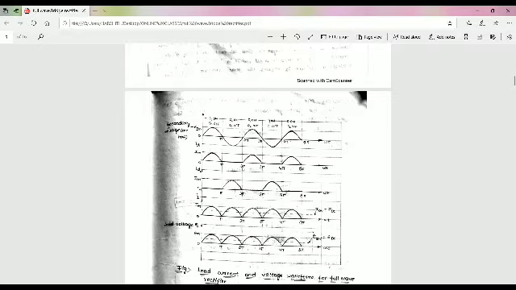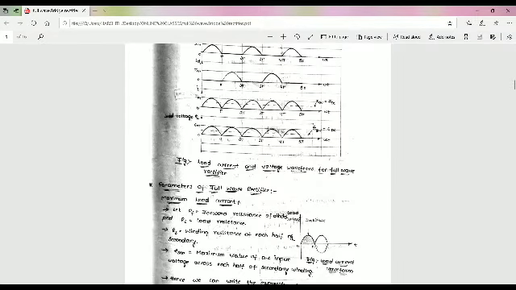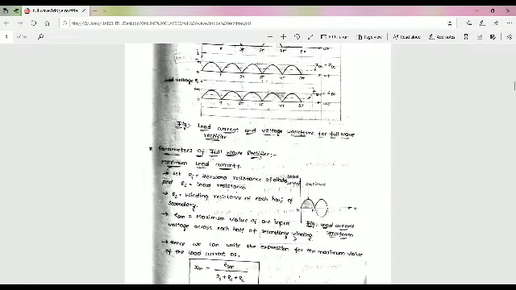And diode D2 is forward biased, so only negative half cycles are conducted. So it is like this. The total output waveform is this way. This is the load current and voltage waveforms for the full wave rectifier. And next one, parameters of the full wave rectifier.